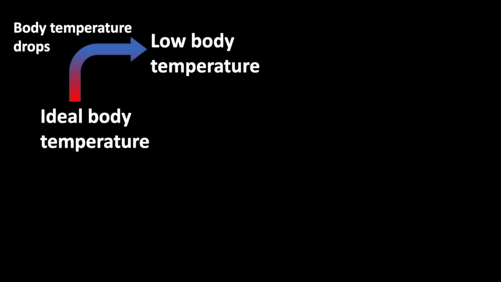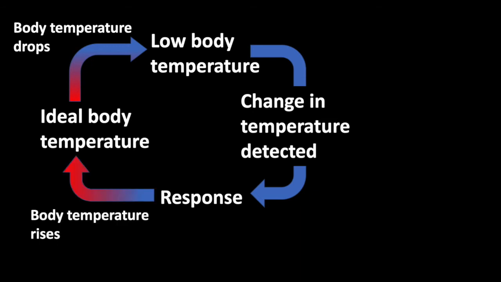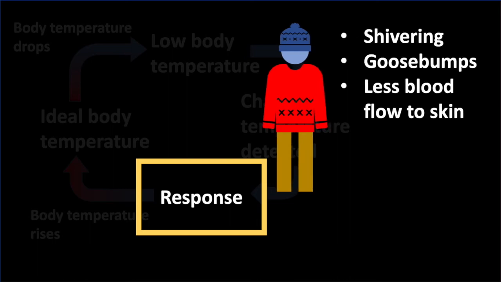Let's say that something happens. Maybe you go swimming in really cold water, and the body temperature drops. This change in temperature is detected by receptors in a part of the brain called the hypothalamus. A response is activated to try to raise the body temperature again, so the body temperature rises back to the ideal temperature. So what kind of responses would help to raise the body temperature? The responses activated to help raise body temperature could be, for example, shivering, goosebumps, or less blood flow to the skin.